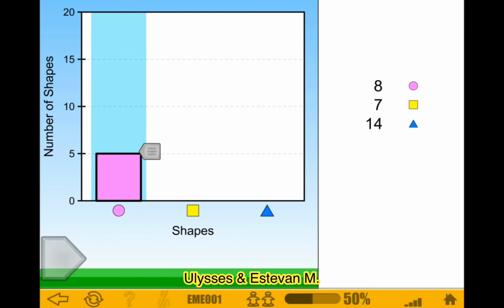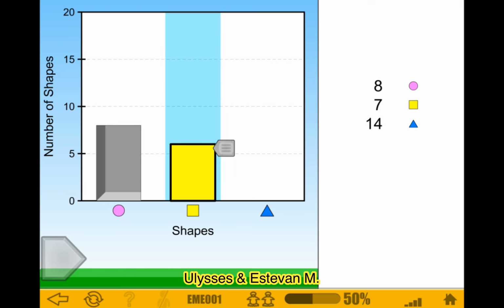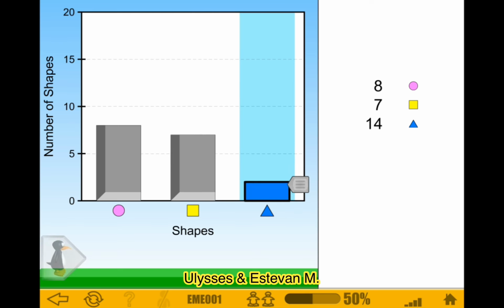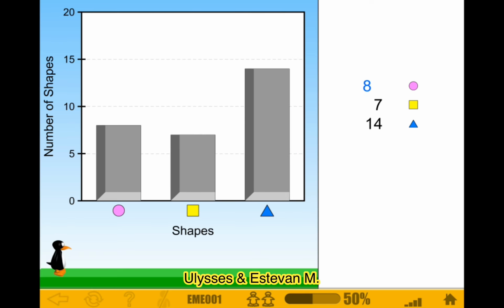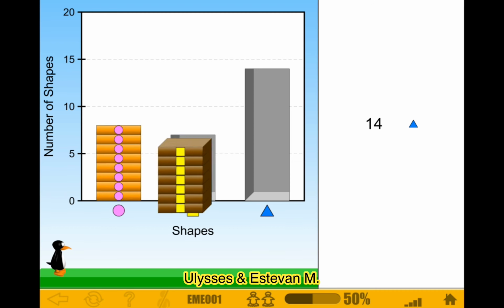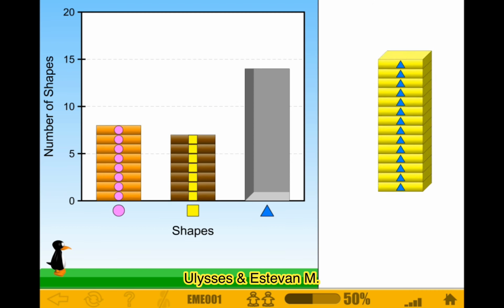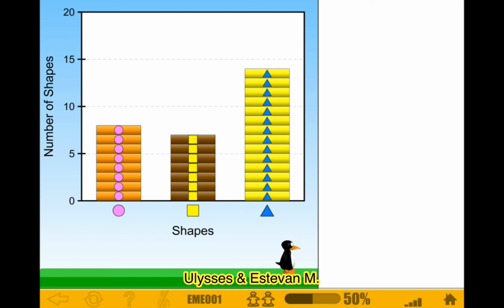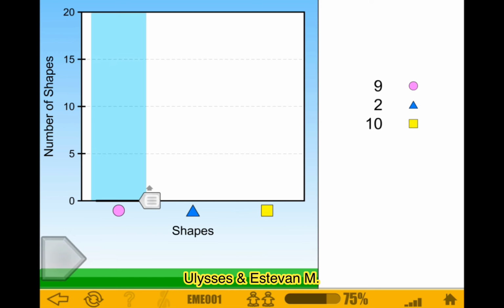Okay. 8. Oops, that's not right. Okay, so we have to go down. There. 7. And this has to be 14. 8 plus 7 plus 14 equals 29. 15 plus 14 is 29.